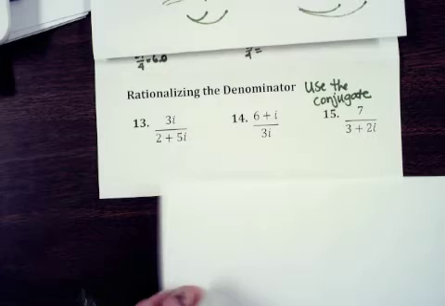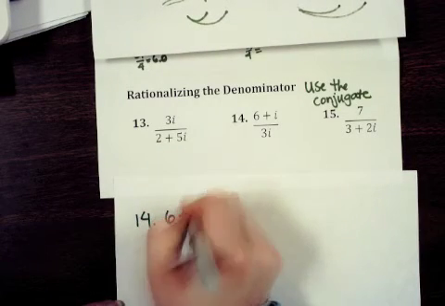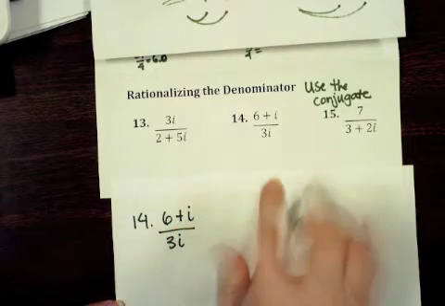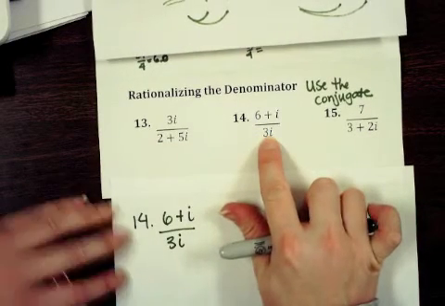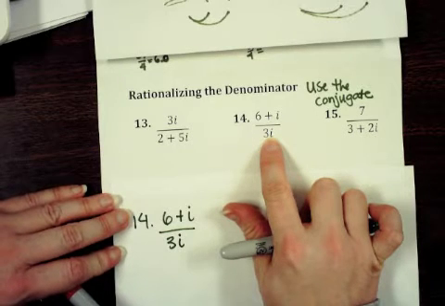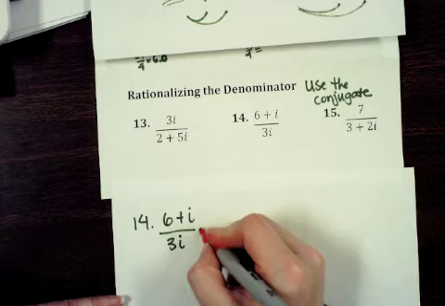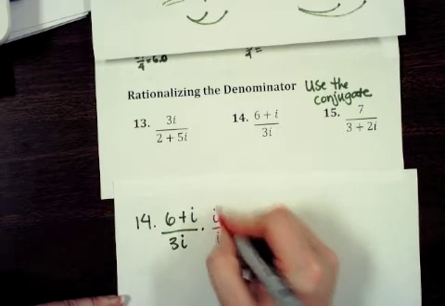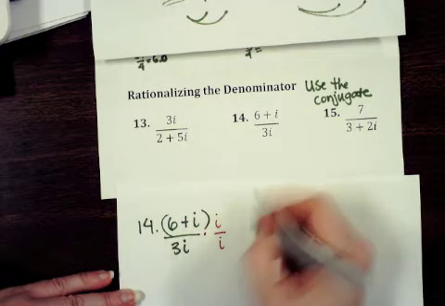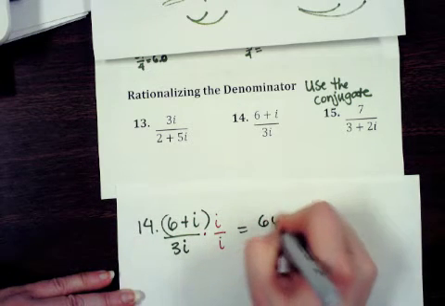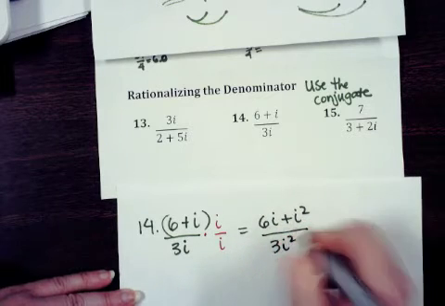Number 14 is a little bit different in that we don't have a binomial. There's not a plus or minus sign on the bottom here. So the conjugate of i on the bottom is just i. So again, we're going to multiply by our conjugate, which is i over i, and that just means I've got to distribute. So I get 6i plus i squared over 3i squared.